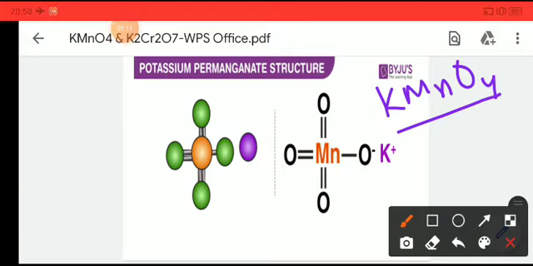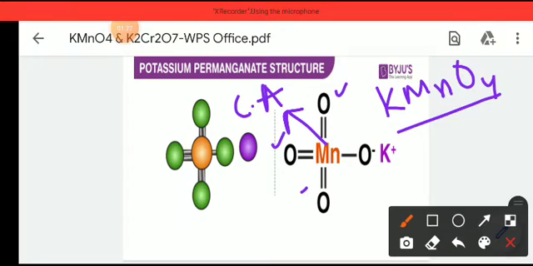Here in this structure you can see that the central atom is manganese and it is bonded with 4 oxygen atoms. Among the 4 oxygen atoms, 3 are bonded through a double bond, and one oxygen atom is bonded with a single bond. And this K plus is the counter cation of this compound.